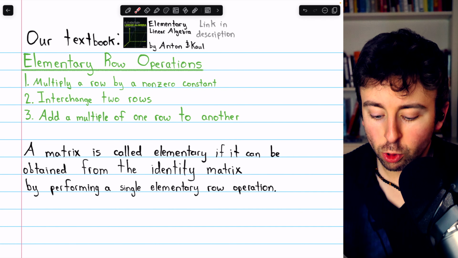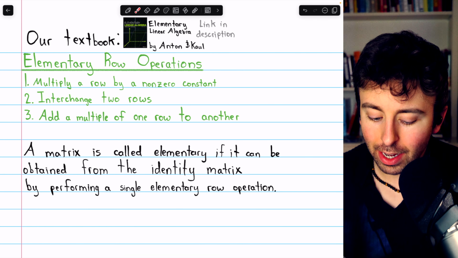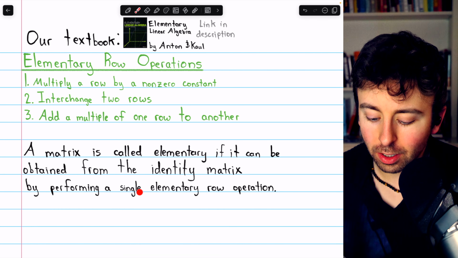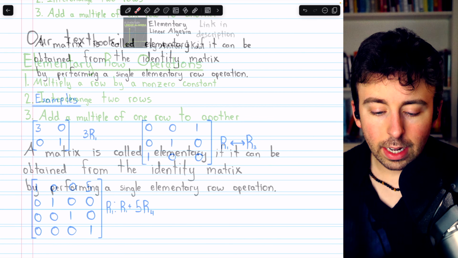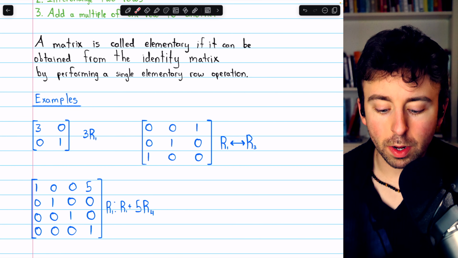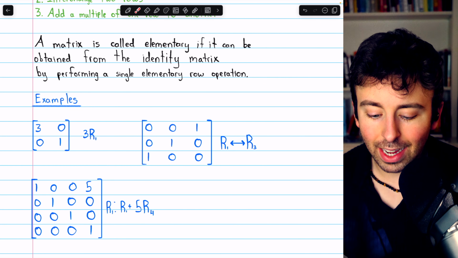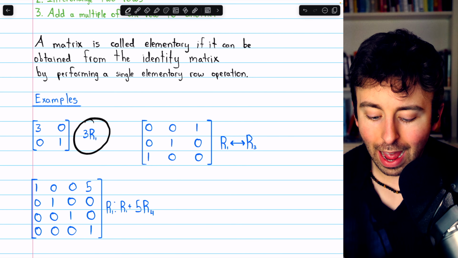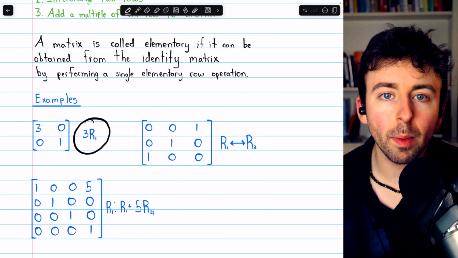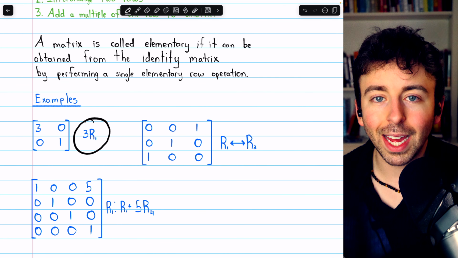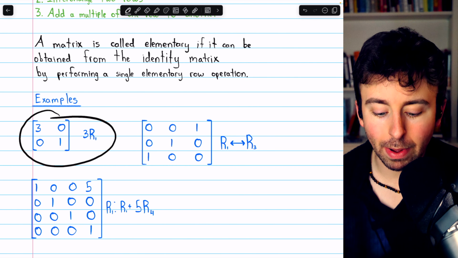We say that a matrix is elementary if it can be obtained from the identity matrix by performing a single elementary row operation. Let's see some examples. Here are three examples of elementary matrices. In this first example, we see that this is just the identity matrix, but after having the first row multiplied by 3. So a single elementary row operation has taken place. We've just multiplied the first row by 3, and thus we have an elementary matrix.